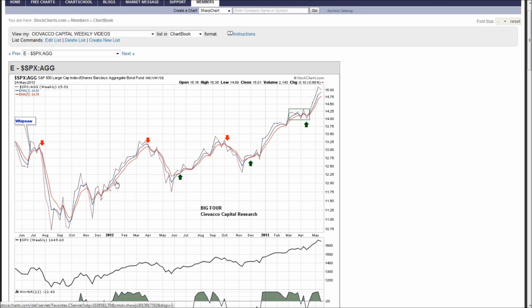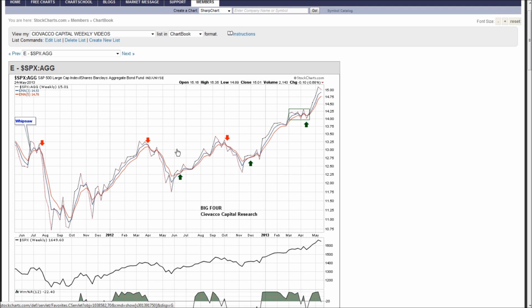This is what I'd rather be in stocks looks like. This is what I'd rather be in bonds looks like. Same concepts for all the charts. This chart, as of the close on Friday, May 24th, still looks like I'd rather be in stocks. Slope positive, blue above red, price above both. Not overly concerning yet.